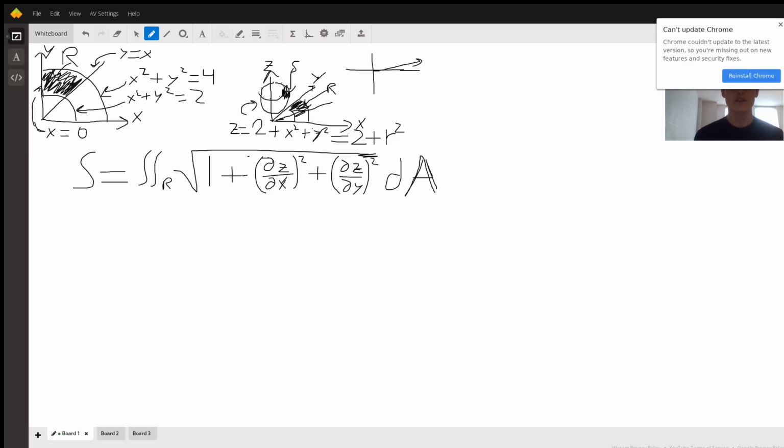Well, the surface is defined as a portion of the paraboloid z equals 2 plus x squared plus y squared that lies over a certain region R of the xy plane. Now, how do I know that z equals 2 plus x squared plus y squared is a paraboloid? Well, x squared plus y squared can also be written as r squared, where r is the distance from the point xy to the origin. This comes directly from the Pythagorean theorem.